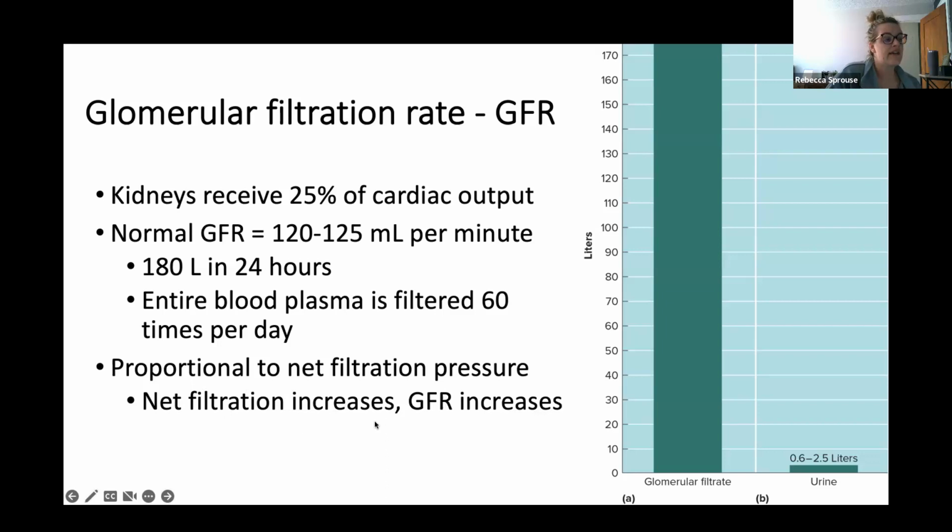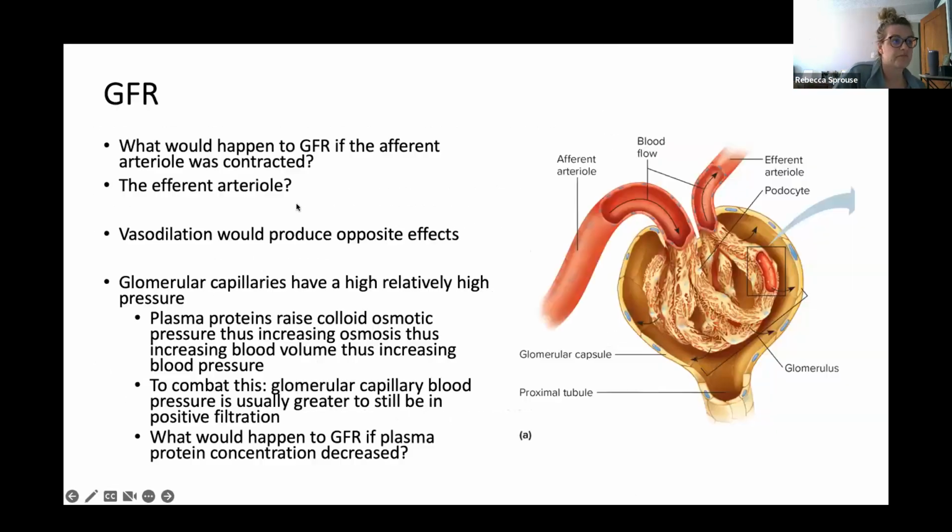Now, as our net filtration increases, our GFR increases, and this glomerular filtration rate has to be at a homeostatic set point. We do not want it to filter too much or too fast or too slow. It needs to be at that happy set point. But the more filtration we have, that means that we're at a higher filtration rate.